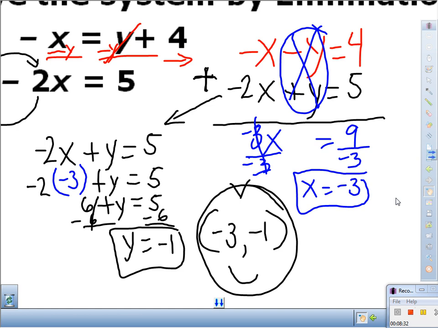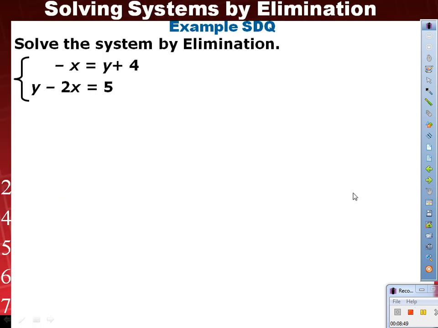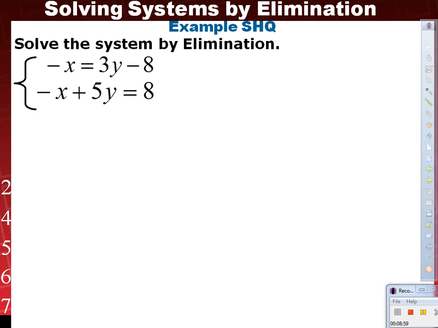All right, so number 1 on the homework was like this one, right? Okay, copy this next one, please. Example: the system given is negative x equals 3y minus 8, and negative x plus 5y equals 8.